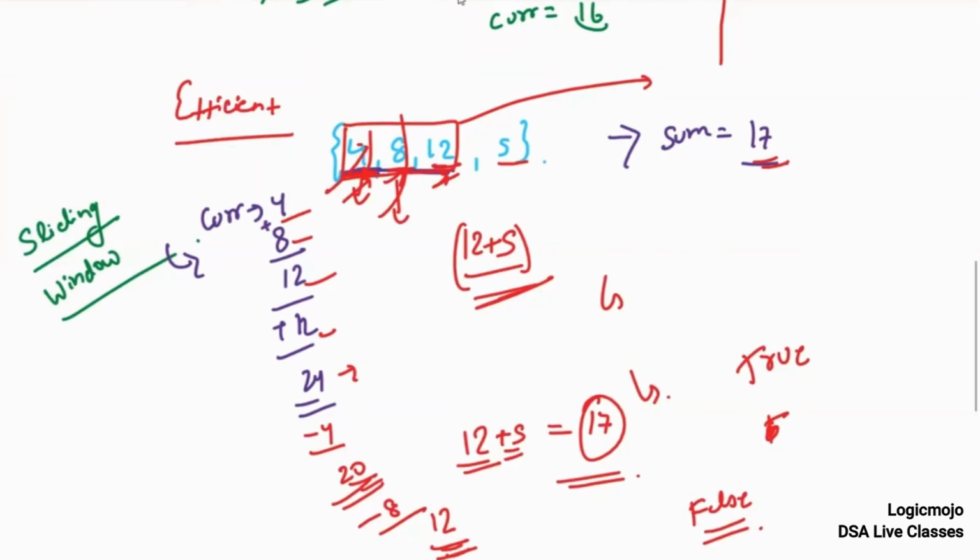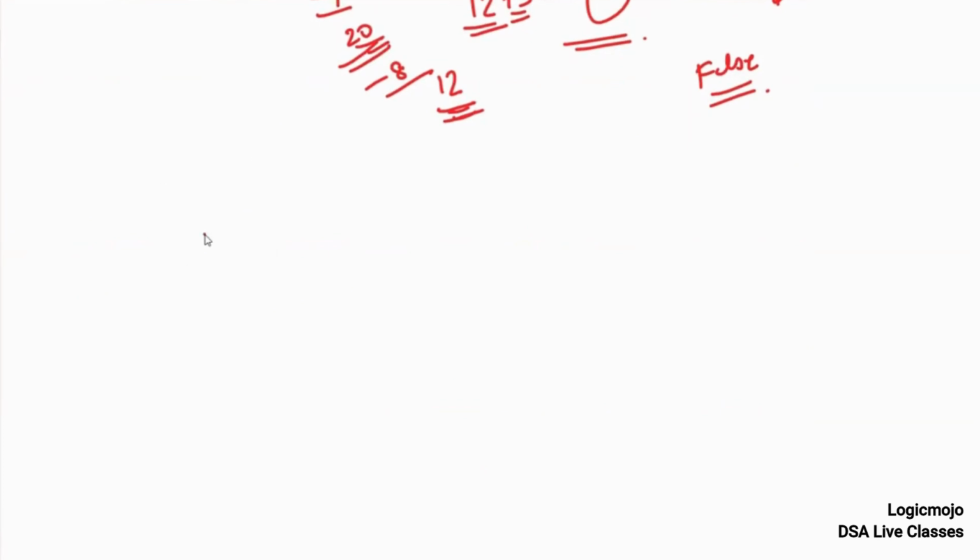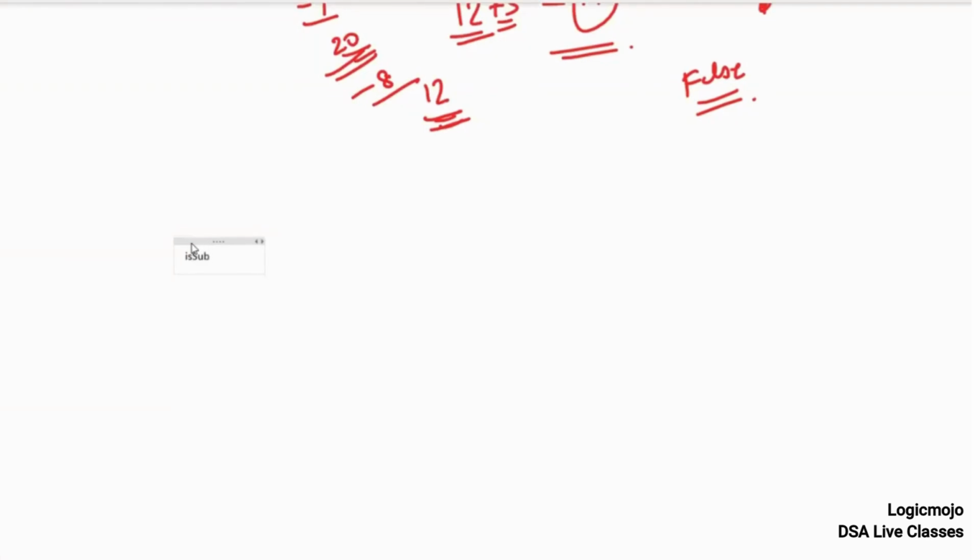Guys, you understood the approach. We'll do one diagram again for this. So let us write the code for this. And a very interesting thing is how you guys guess the time complexity. We'll discuss that as well.